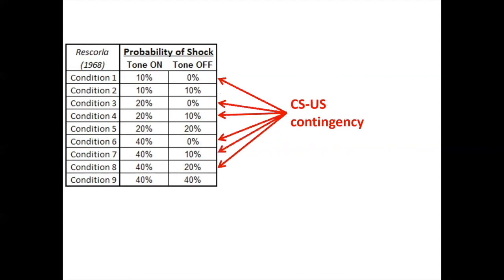However, in the other conditions, there was a contingency between the tone and the shock. In these other 6 conditions, shocks were at least somewhat more likely to occur in the presence of the tone than they were in the absence of the tone. In other words, in these 6 conditions, the presence of the tone did indicate that a shock was more likely than it otherwise would be. So we'd say that a contingency existed between the tone and the shock for these conditions. In these conditions, if the tone occurs, then the shock is more likely to occur compared to when the tone is absent.